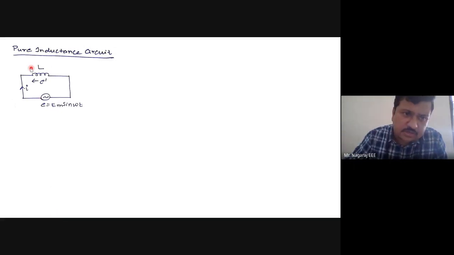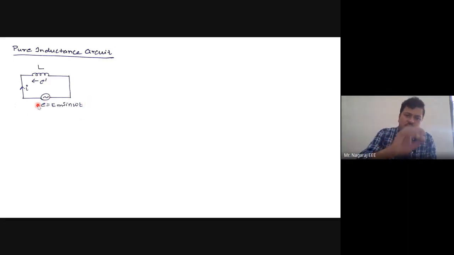To this inductance, I will be applying a sinusoidal voltage. Now, when I apply a sinusoidal voltage, a current flows into this inductance, and the nature of this current is also sinusoidal. I told you in the previous circuit, whatever nature of voltage I give, that nature of current I get. If the voltage is DC, I get DC current. If the voltage is AC, I get AC current. If the voltage is a square wave, current is a square wave. If the voltage is a triangular wave, current is a triangular wave. If the voltage is a sine wave, current is a sine wave.